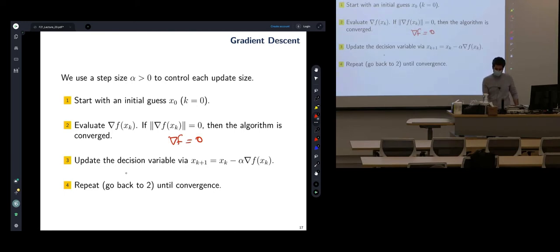Otherwise, update your decision variable using this rule: wherever I am, xk, plus a delta x.